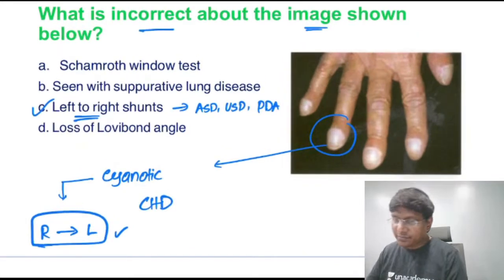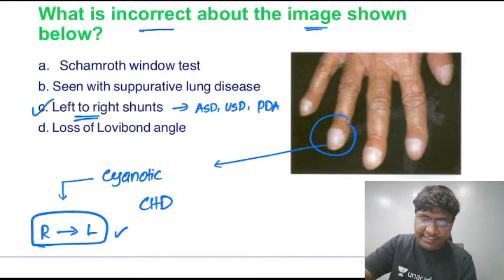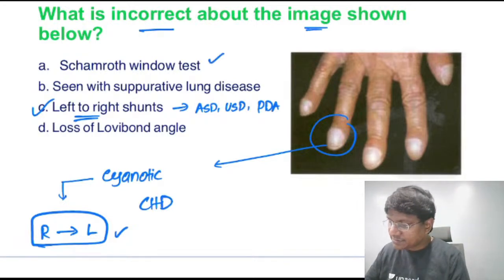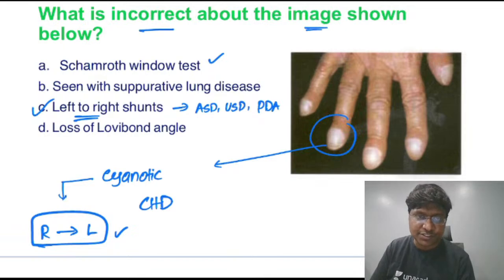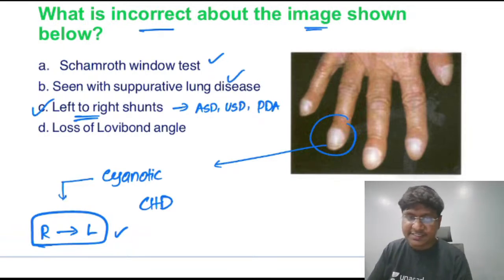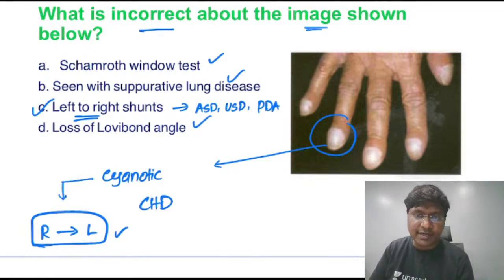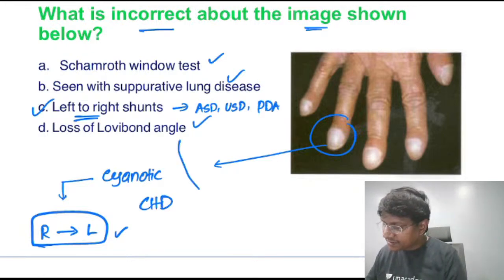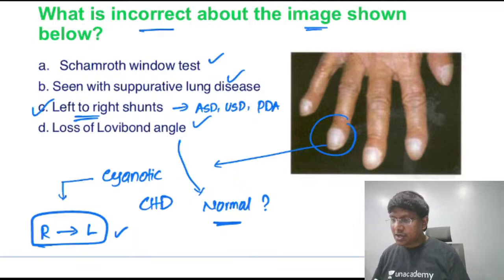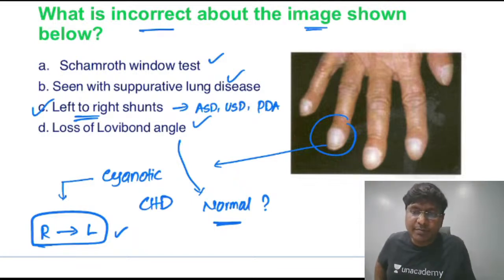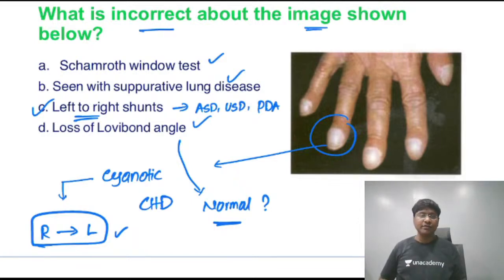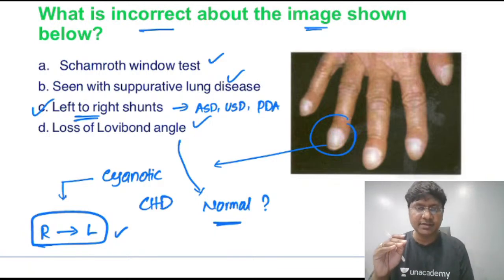Okay. And what about the other investigations? Yes, the Shamrock test, right? It should be done, which will be positive. It is seen in suppurative lung diseases like lung abscess, and there will be loss of Lovibond angle. And how much is the normal Lovibond angle? What is Lovibond angle? It is the angle between the nail bed and the nail plate.